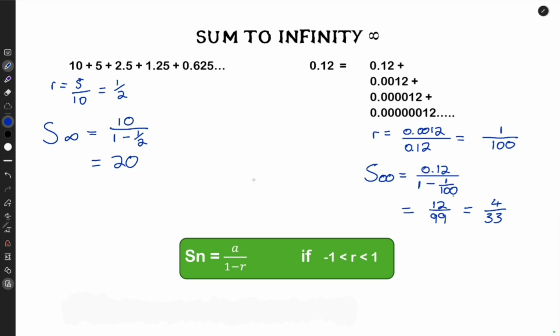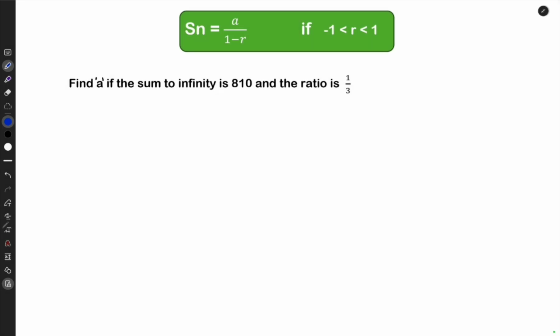Let's look at another example. You can also expect more word sum type questions. Find a if the sum to infinity is 810 and the ratio is 1 over 3. Now this formula is so small that I can just sub in everything that they give me. They tell me the sum to infinity is 810, and I do not know what a is, but I know what r is. And then I can just use my calculator.